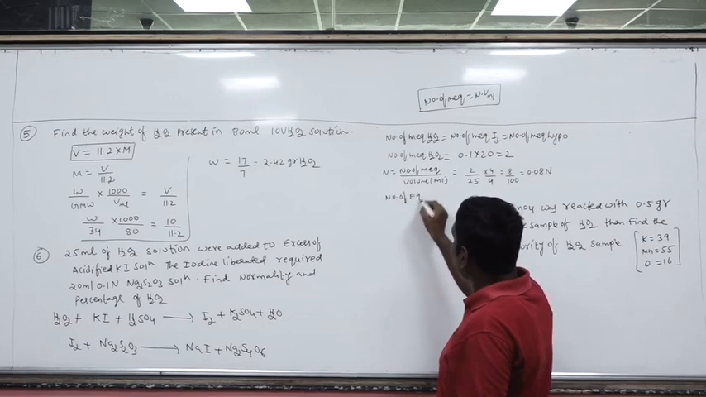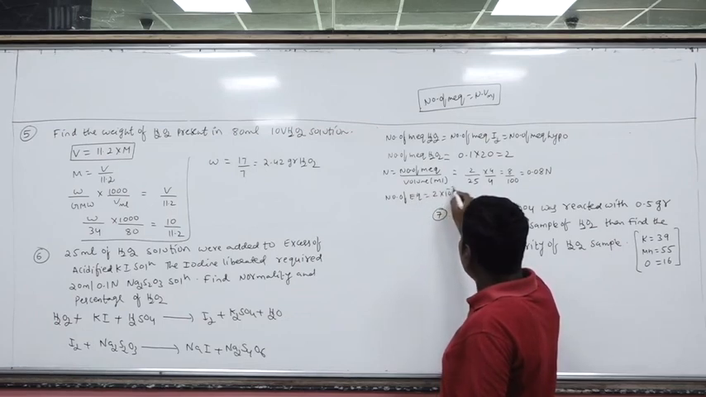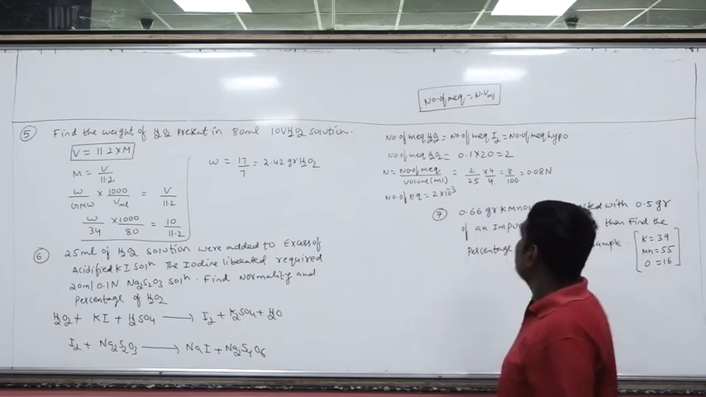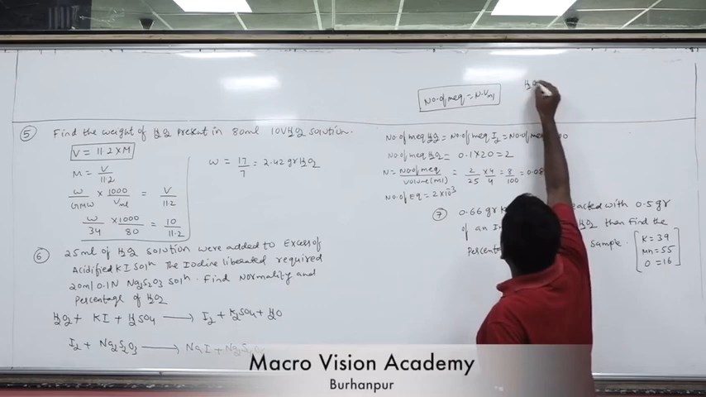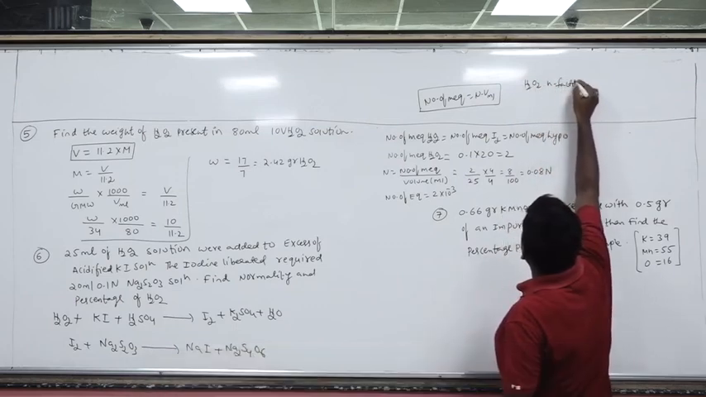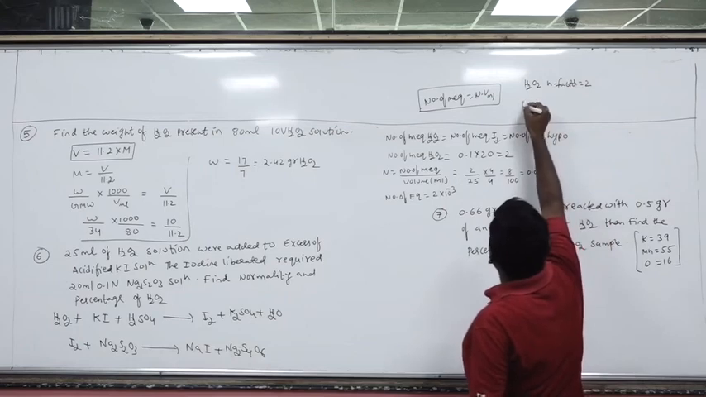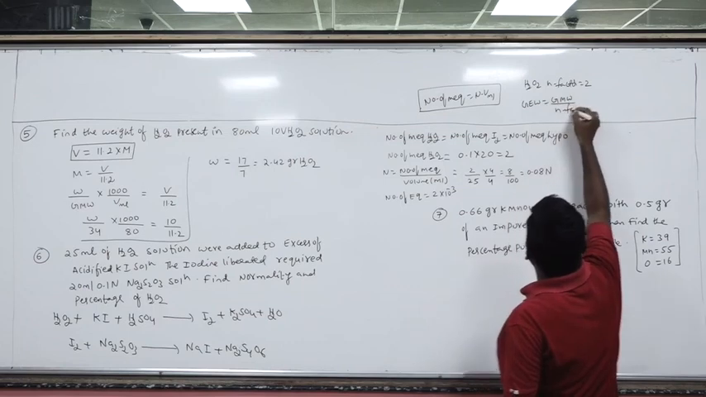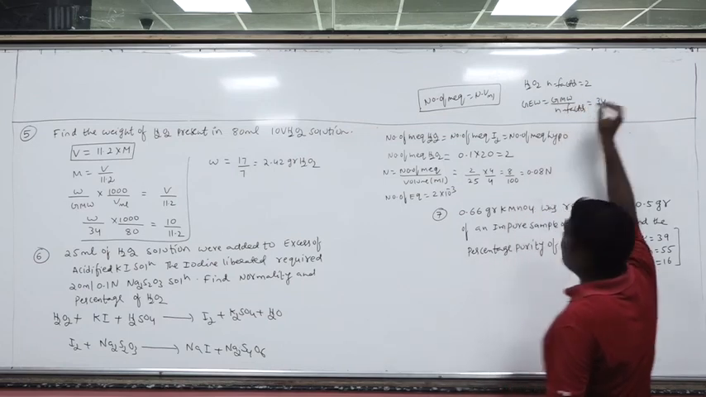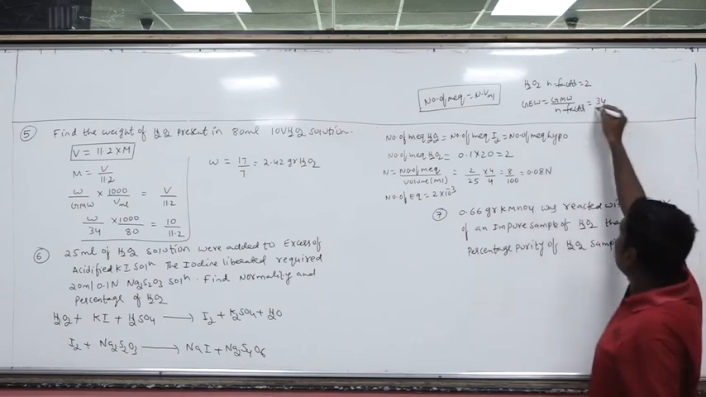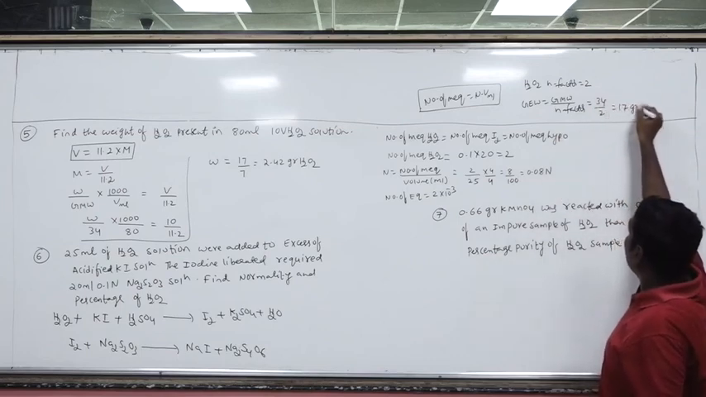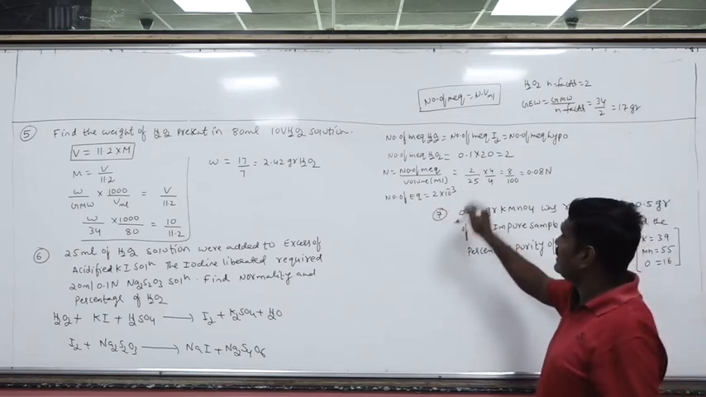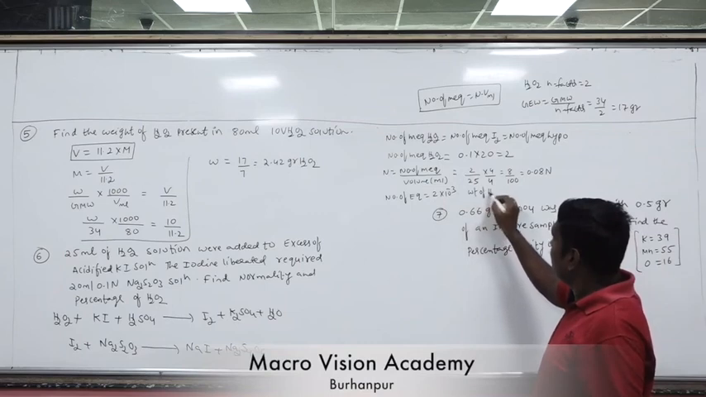From here, shall I write the number of equivalents? Number of equivalents is equal to 2 into 10 raised to minus 3, divided by 1000. Do you know what is the equivalent weight of H2O2? H2O2 has n factor 2. What is the gram equivalent weight? Gram molecular weight upon n factor. What is the molecular weight of H2O2? 34, divided by n factor 2, so 17. 17 grams of H2O2 is called 1 equivalent. How many equivalents are there? 2 into 10 raised to minus 3.